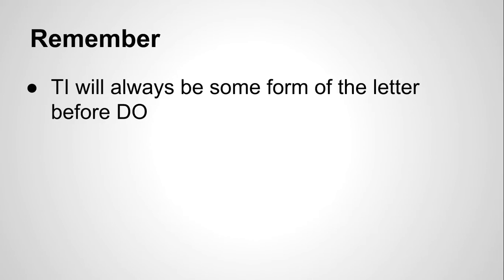So all you have to remember is that T is a half step below Do, and it will always be some form of the letter before Do. So if C was my Do, then my T has to be some form of the letter B, and so forth.